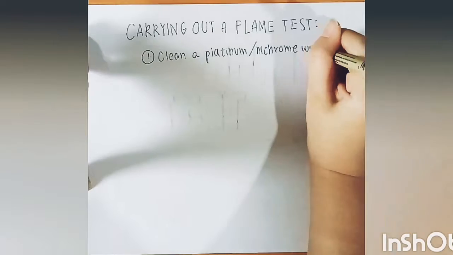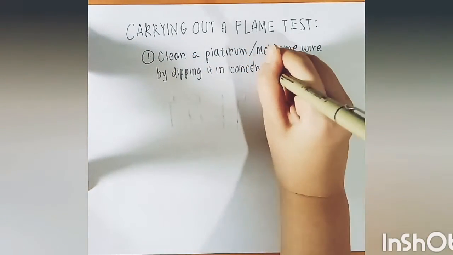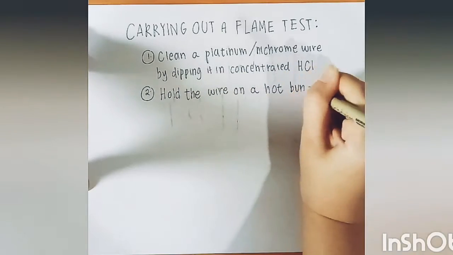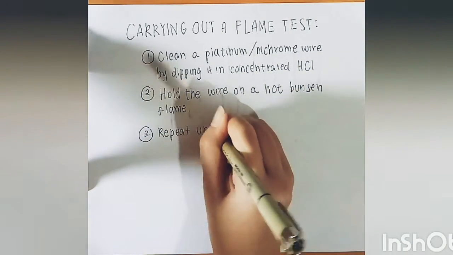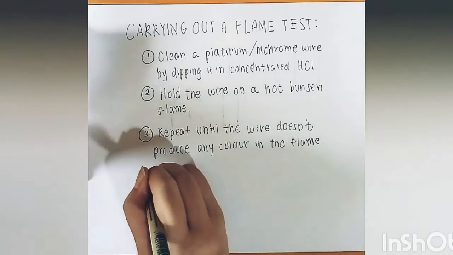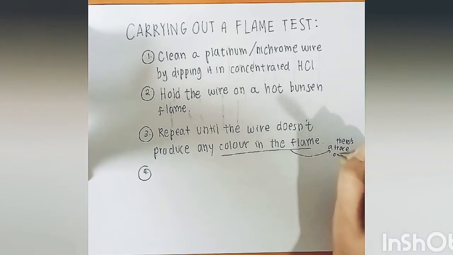Carrying out a flame test. First of all, samples are usually held on a platinum or nichrome wire, which are cleaned repeatedly with hydrochloric acid to remove traces of previous analytes. Hold the wire over a Bunsen burner flame and repeat until the wire does not produce any color. In the case of a nichrome wire, an orange color will still be visible to the eye.